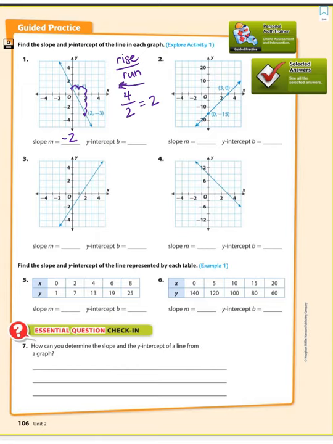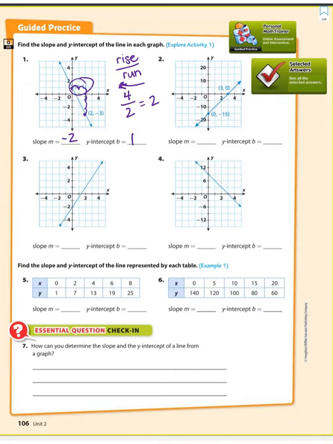Okay, so we got the slope from rise over run. Then for our y-intercept b, remember that's just where y crosses the y-axis. And so we can just see from right here that it's 1. So our slope is -2 and our y-intercept is 1.